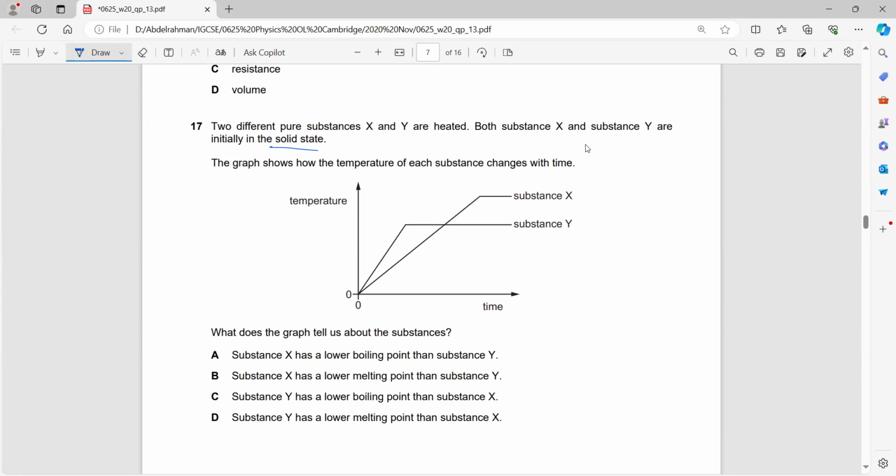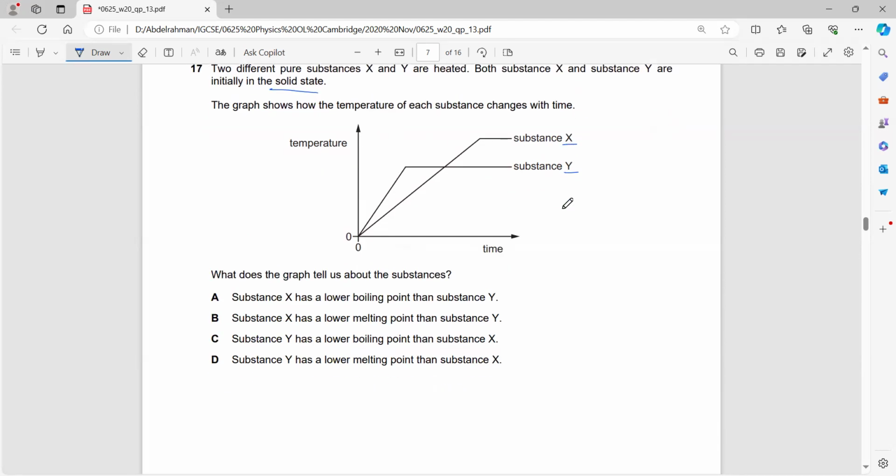It's quite easy. Substance X and Y. Any ideas? Nothing?